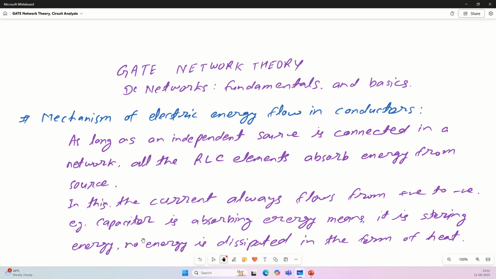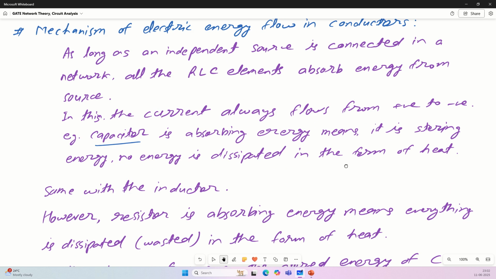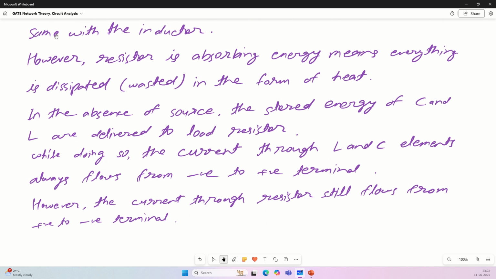For example, capacitor is absorbing energy means what? It is storing energy and no energy is dissipated in the form of heat. So capacitor actually stores energy and it does not dissipate any energy. That's the understanding you should have. Next, the same thing is there for inductor as well. It also absorbs energy and nothing is dissipated in the form of heat.